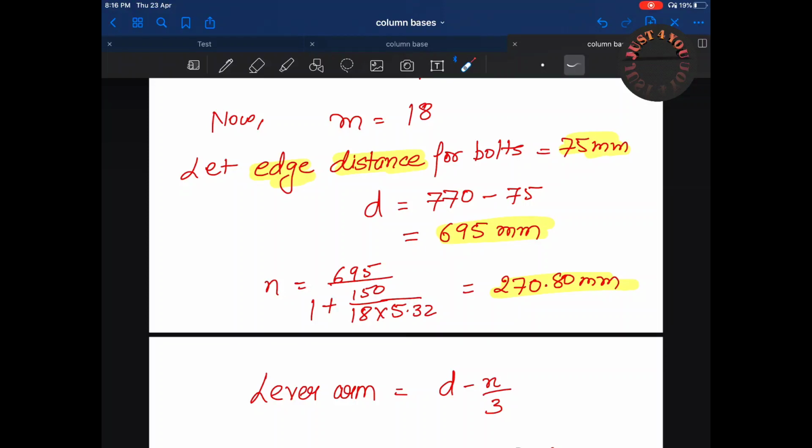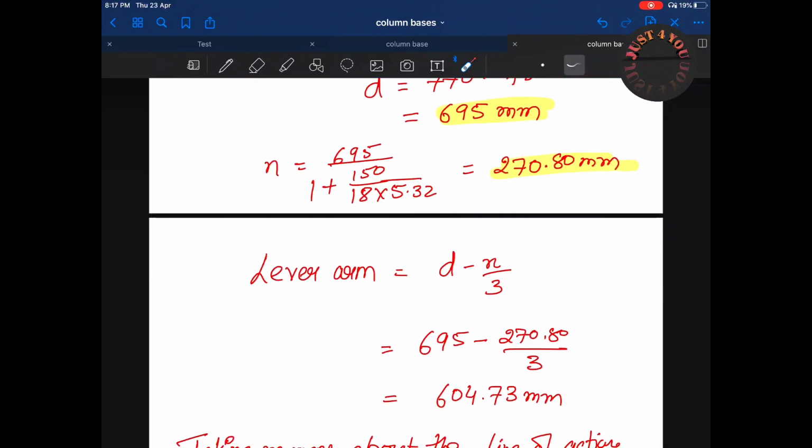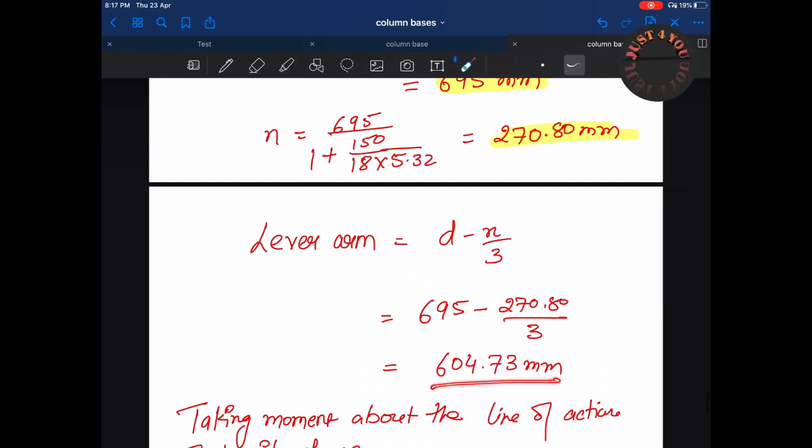Now let's assume an edge distance for the bolts. Let it be 75 mm. So the D value becomes 770 minus 75, equal to 695 mm. So we can find the depth of neutral axis by putting the values here, and we get 270.80 mm as the depth of neutral axis. Now we have to find the lever arm, and its formula is D minus N by 3. Now the D value is 695 and the N value is 270.80 upon 3, so we get 604.73 mm.